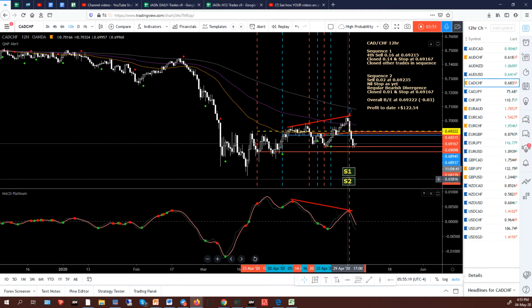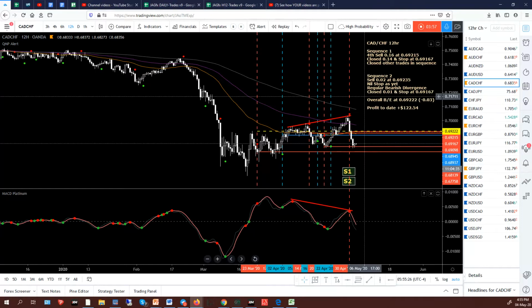And sequence 2 here was a standalone sell trade, and again, because the MACD Platinum is through the zero level, I closed half on that and put a stop in the same place. So both these trades are pretty well at the same entry, well, not that close, but within 2 pips, and stops are in the same place.